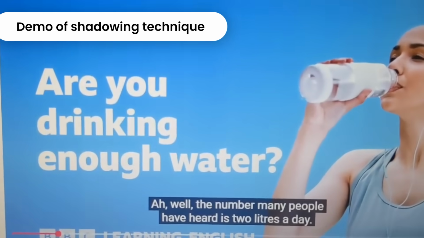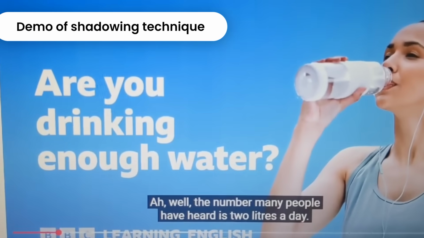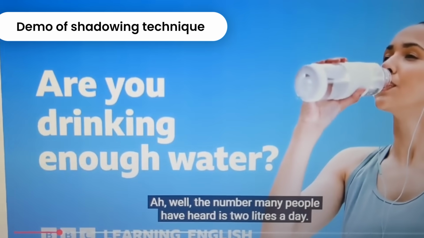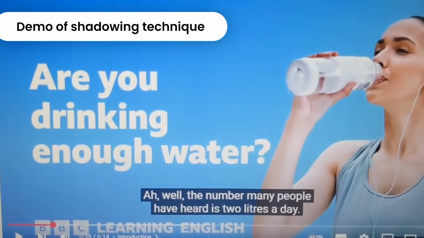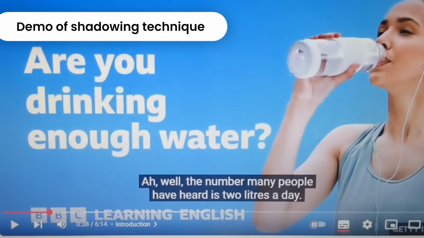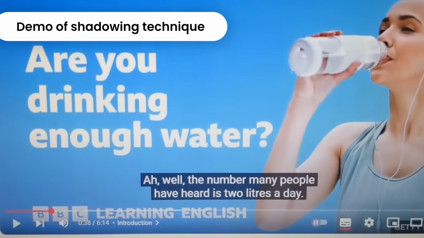And that's how you are going to practice this technique, which is called the shadowing technique, and it's extremely effective. I hope you understand, and I think the podcasts from BBC Learning English are extremely helpful.